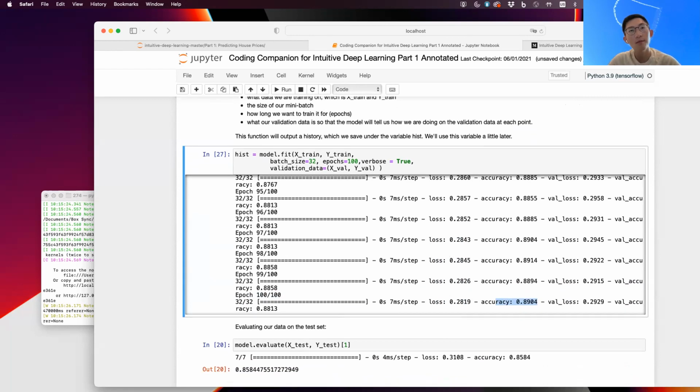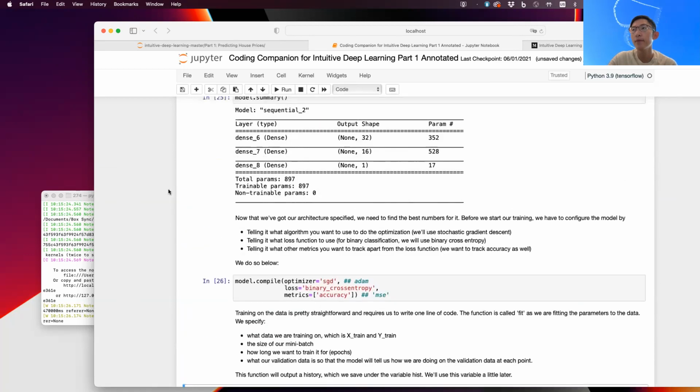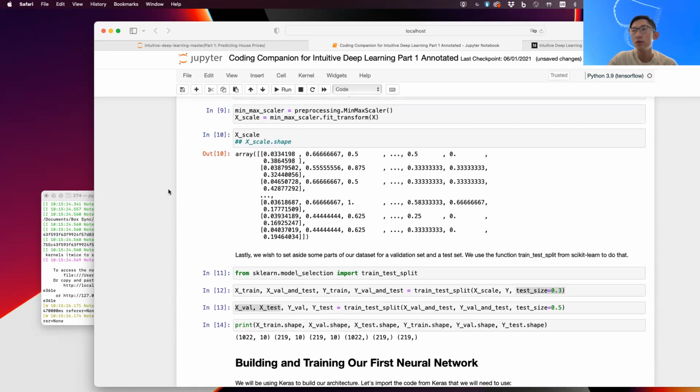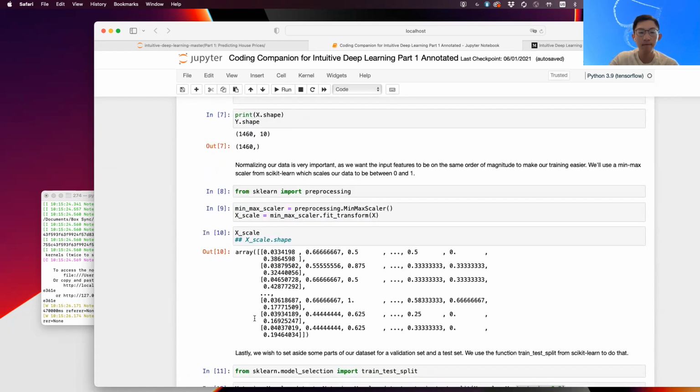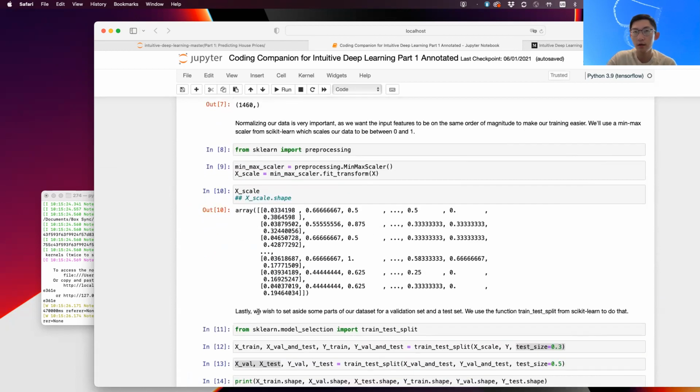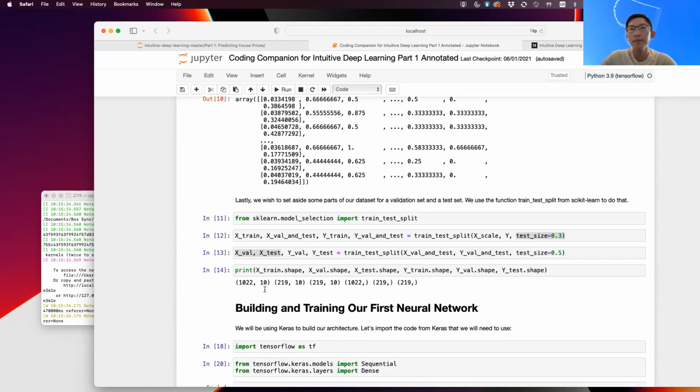So I see a question, what happens if you scale after splitting? Basically we should not do it. We want to scale our variables before splitting so that it is uniform. I think you should do the scaling before data splitting.